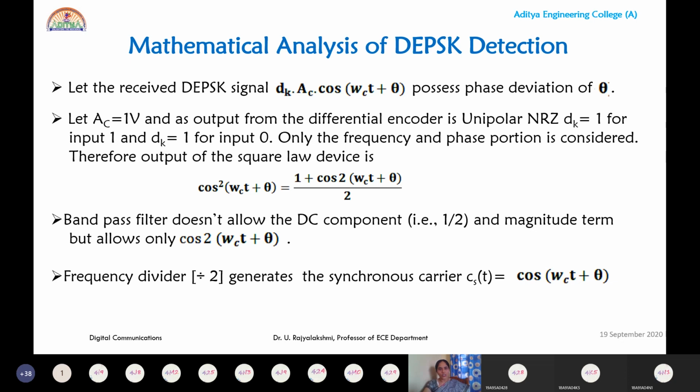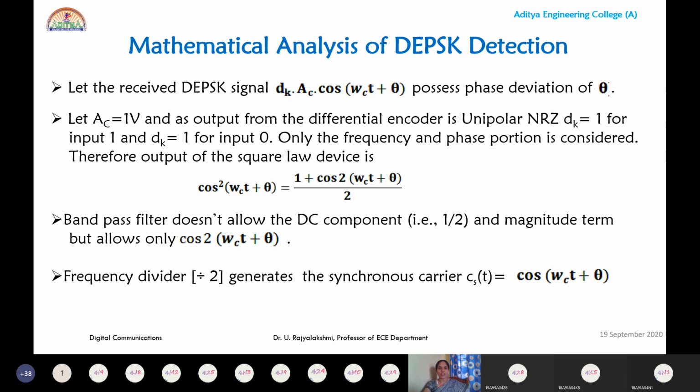So whatever evaluation we are doing is only for the input 1, because for the input 0, dk is 0. Once dk is 0, what happens to the whole magnitude? If you square 0, the output is 0 only. So whatever the evaluation, it is only for binary data 1. For 0, everything is 0 only, because 0 multiplied by any factor gives you 0.